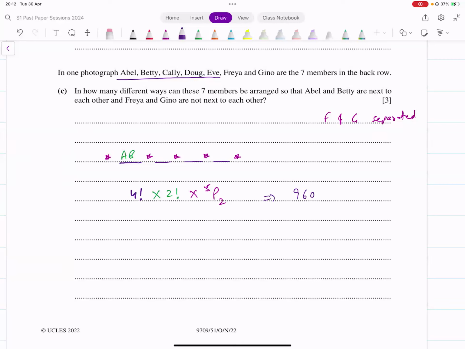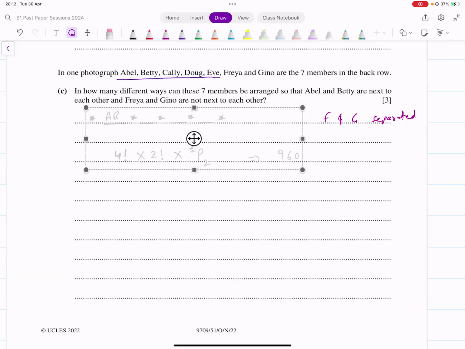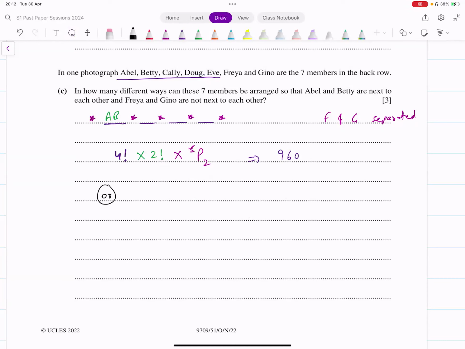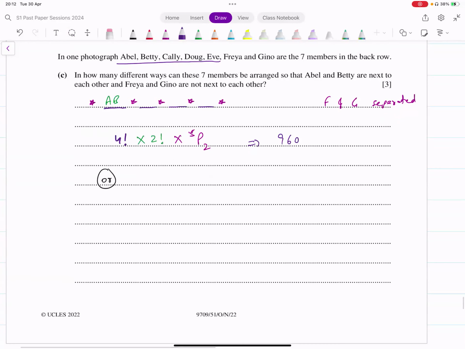Total minus together method in this case. Okay, let me also show how that would work. In this case, since you only have to separate 2 people, the other method would also work. If you had to separate more than 2, then that would not work. Okay, let's do the total minus together method.